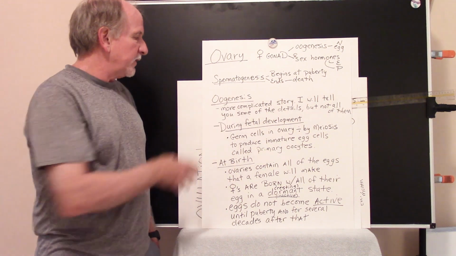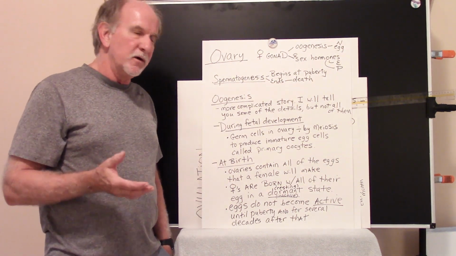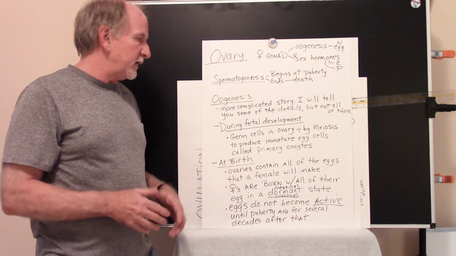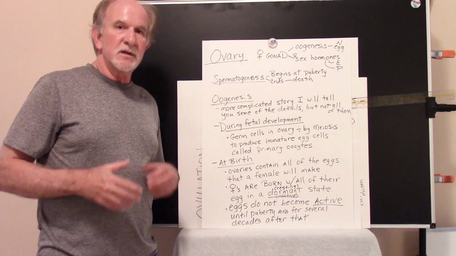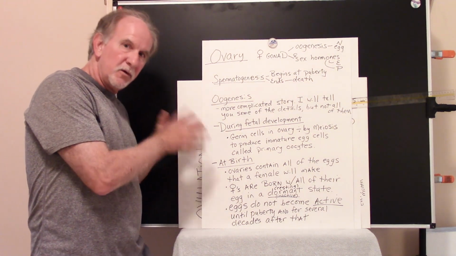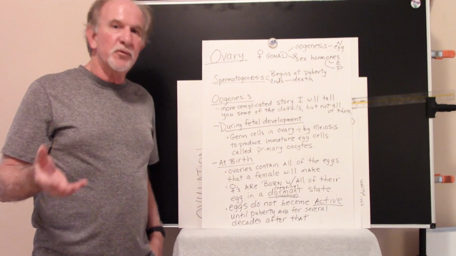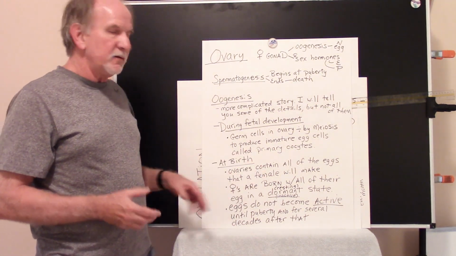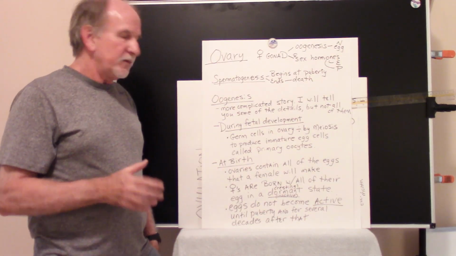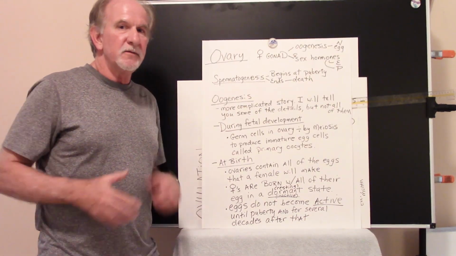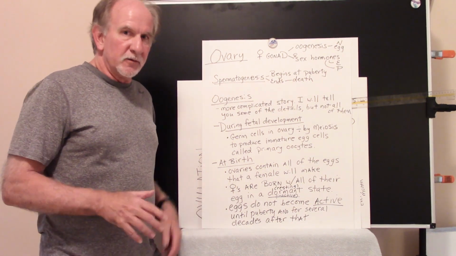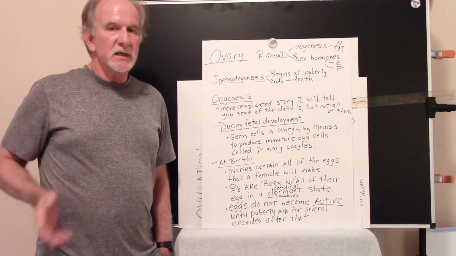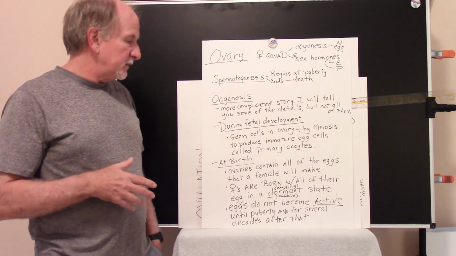So, during fetal development, the germ cells in the ovary divide by meiosis to produce immature eggs. And the immature egg cells that are produced in the fetal ovaries are referred to as primary oocytes. Now, at birth, the ovaries contain all of the eggs that a female will ever make. And these are eggs that form during the fetal development phase of a pregnancy. So females are said to be born with their full complement of eggs.